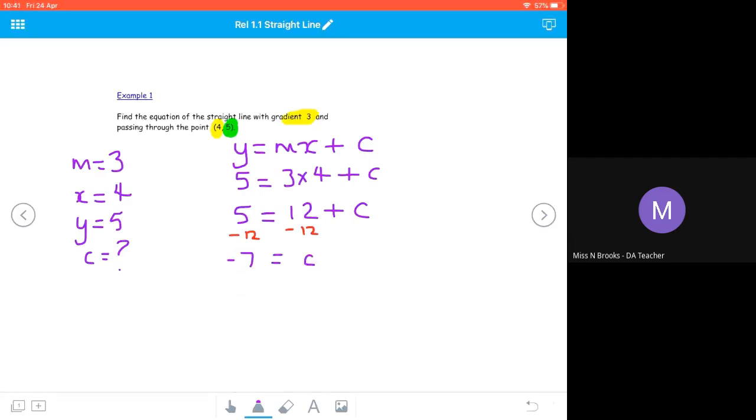Now the important thing is it's asked us for the equation of the straight line. So you need to substitute in the gradient and the value for c into your y equals mx plus c for your final answer. So therefore, y is going to equal our gradient, which is 3x, minus our value for c, which is minus 7. So the equation of the straight line is y equals 3x take away 7.